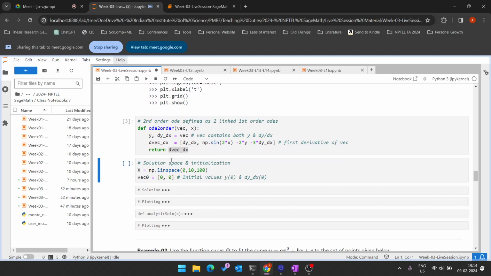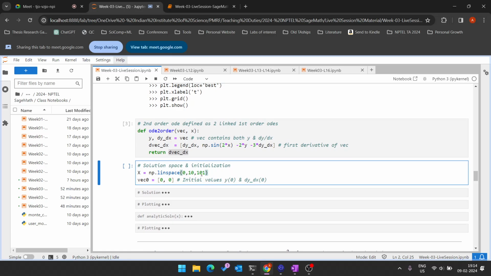Next step is to initialize what solution space we want. So suppose I want the solution for x between 0 to 10 with 101 points in total including 0 and 10. So that's like 100 equal parts of the 0 to 10 space. So each part will have the width of 0.01, sorry, 0.1.